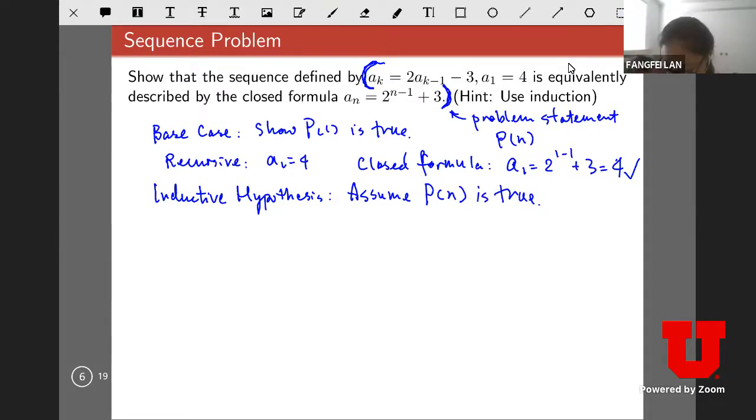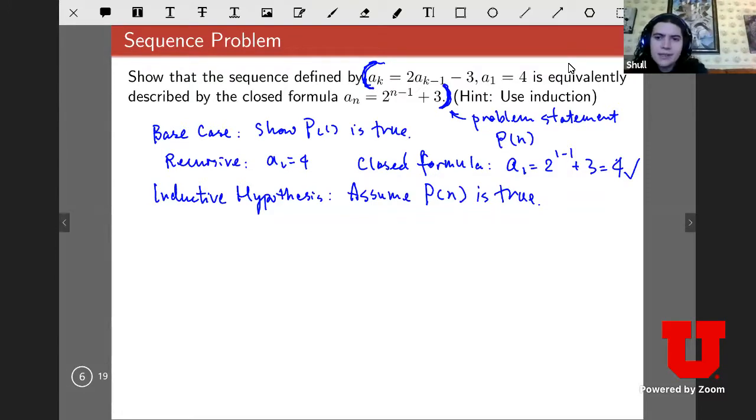So wait, one second. P(n) is this chunk, this is our problem statement, right? So what we assume to be true has to be the same as our problem statement. The problem statement says that the first recursive formula is equivalently described with the second closed formula. So when you assume something to be true, you have to assume this entire thing to be true. But A(n) was already defined by the recursive sequence, so you don't need to include the recursive definition in P(n).